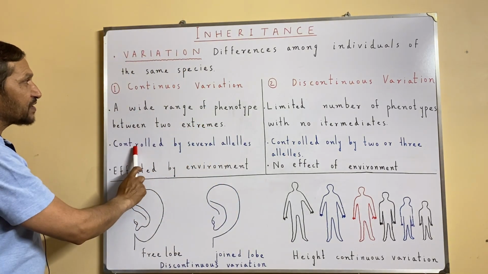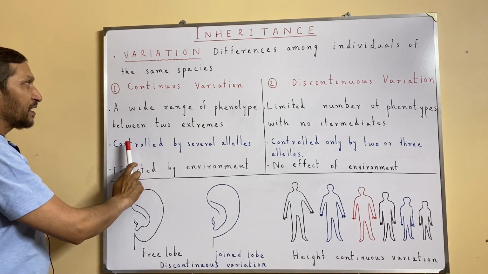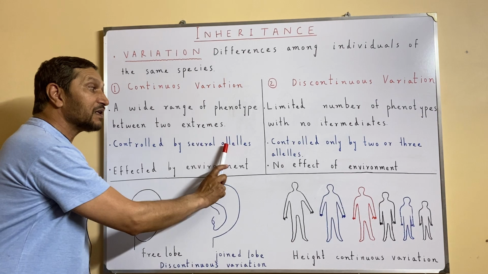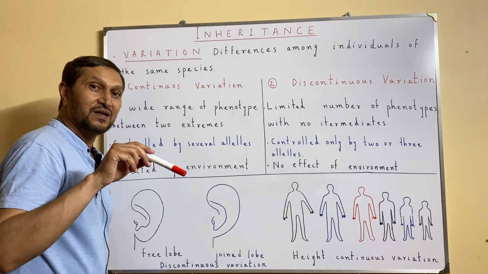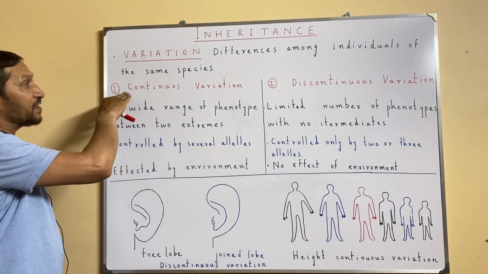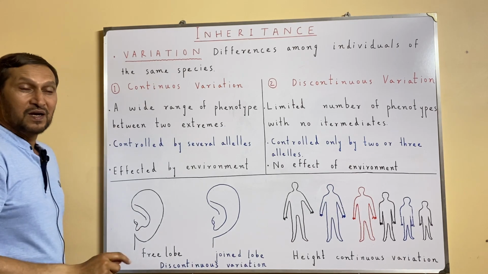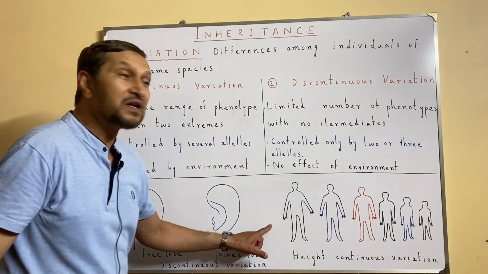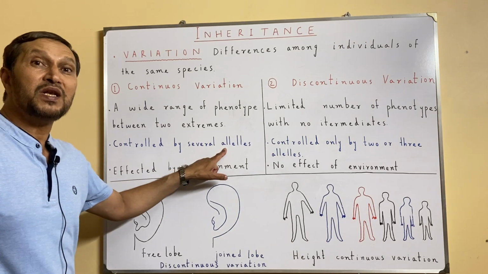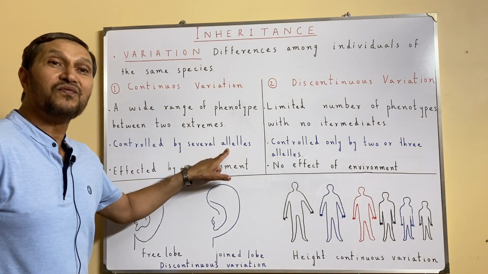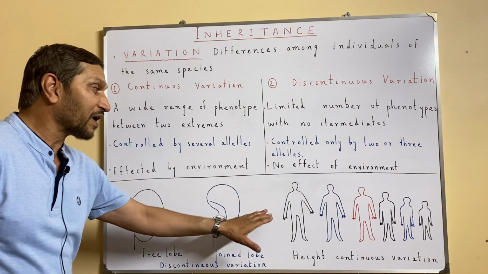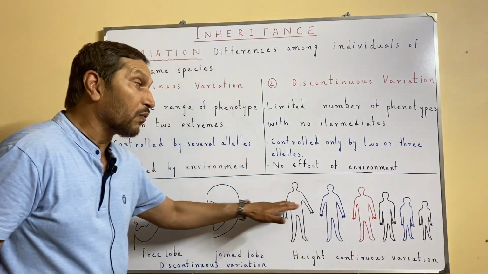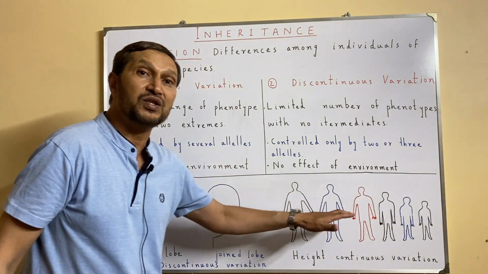Another feature of continuous variation is that it is controlled by several alleles of a gene. That's why there is a continuous variation. For example, human height is controlled by several alleles. There are so many genes, so many forms of a gene which are controlling human height. Therefore, we can see a wide range of human height.